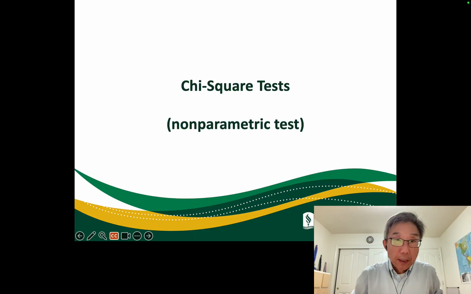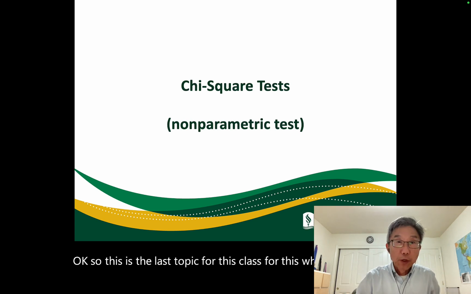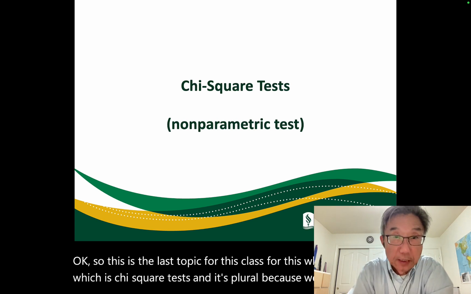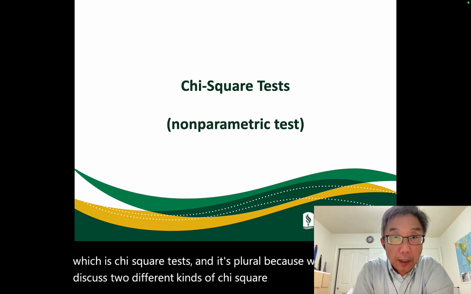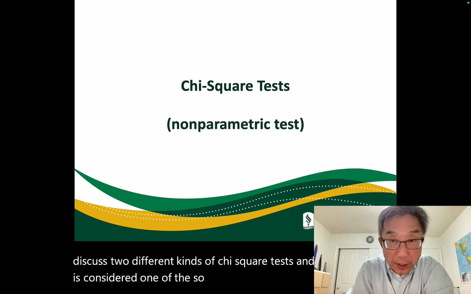Okay, so this is the last topic for this class, for this whole semester, which is chi-square tests. And it's plural because we're going to discuss two different kinds of chi-square tests. And the chi-square test is considered one of the so-called non-parametric tests.